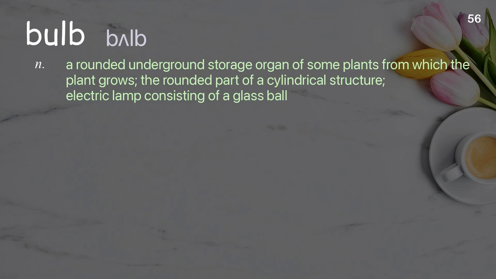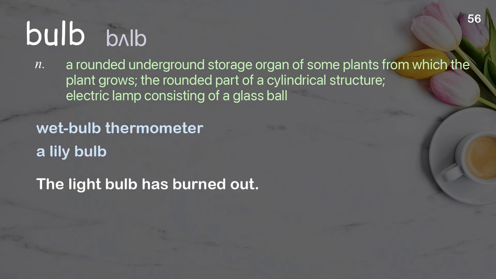Bulb. A rounded underground storage organ of some plants from which the plant grows. The rounded part of a cylindrical structure. Electric lamp consisting of a glass ball. Examples: wet bulb thermometer, a lily bulb. The light bulb has burned out.